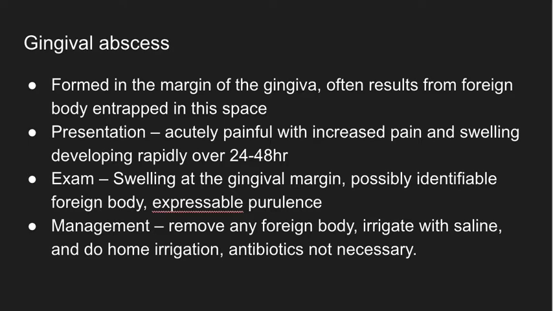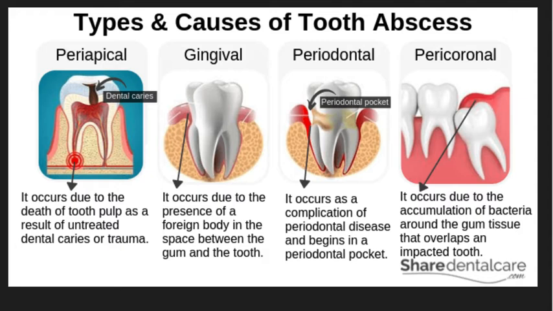Management, remove the foreign body, irrigate this with saline or chlorhexidine, and instruct them on home irrigation like we talked about. And then for this, actually, because it's very superficial, antibiotics aren't necessary for this one. This is showing you the gingival abscess second from the left there. It's right at the gum line between the gum and the tooth.